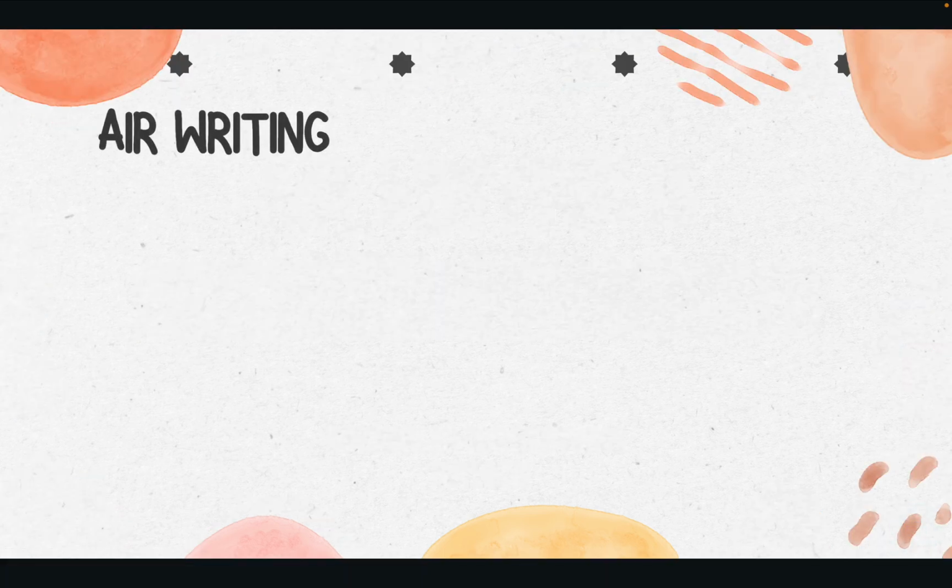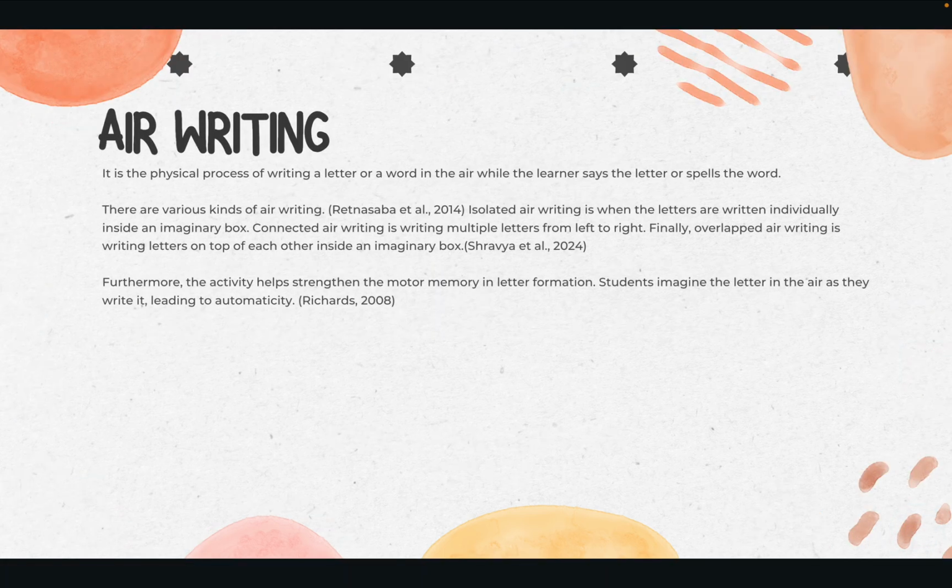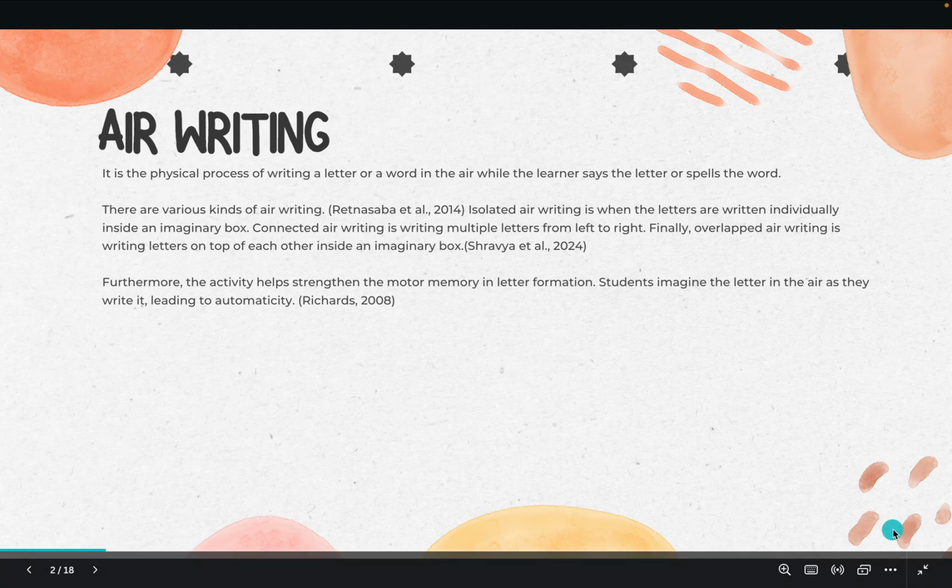Let's start with some simple definitions. Air writing is basically the physical process of writing a letter or a word in the air while the learner says the letter or spells the word. There are different kinds of air writing, and that includes isolated air writing, connected air writing, and finally overlapped air writing.